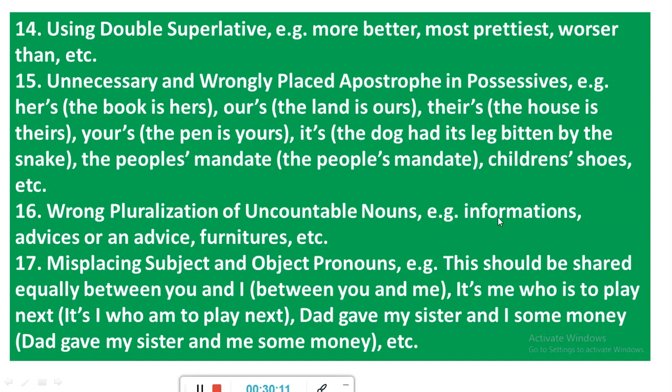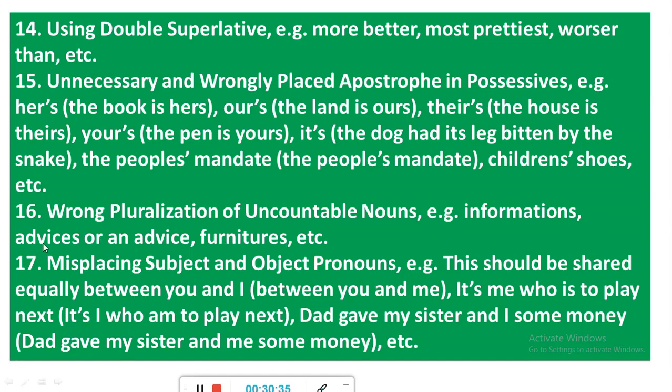Then number 16, wrong pluralization of uncountable nouns, such as information. You hear some people say, I have an information for you. Information is an uncountable noun. It doesn't need S to pluralize. You can use partitives. You can say, I have some pieces of information for you, or I have some information for you, or simply, I have information for you.